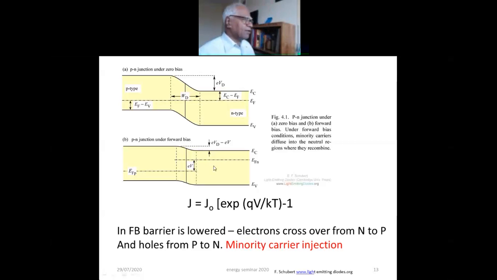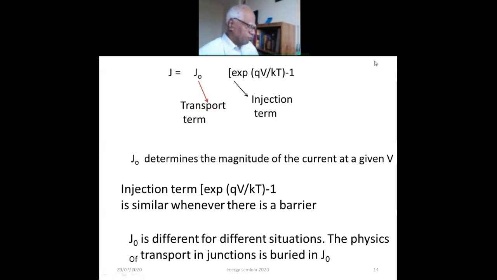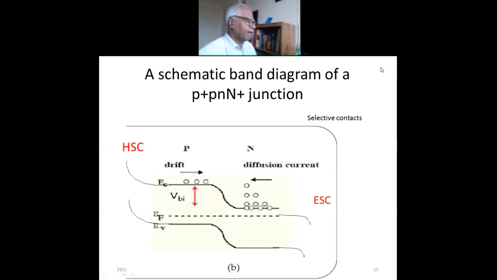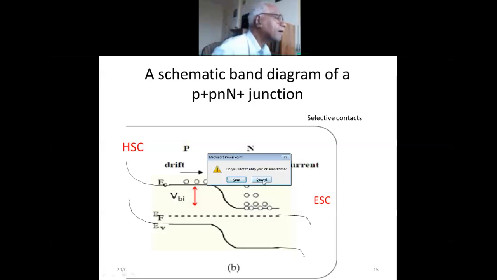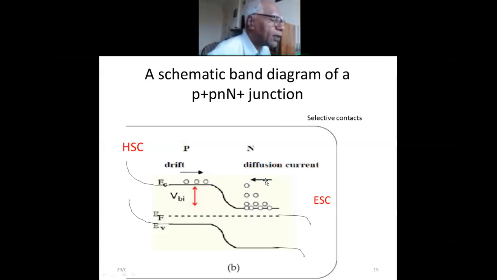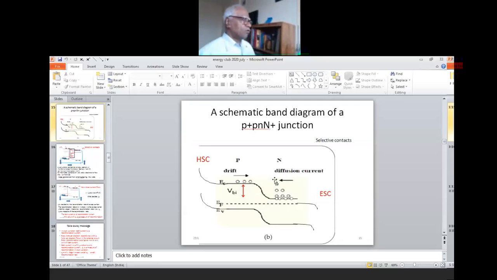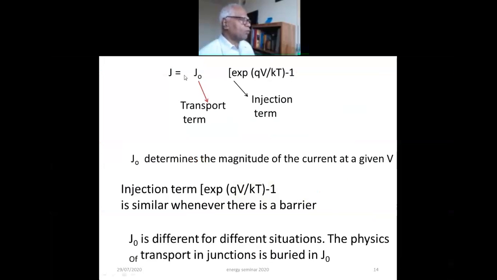So to summarize, you have J is J naught e to the qV by kT minus 1. This is just an injection term. And now we are going to see what determines J naught for a PN junction.